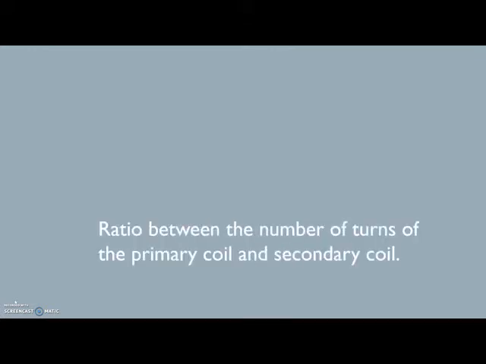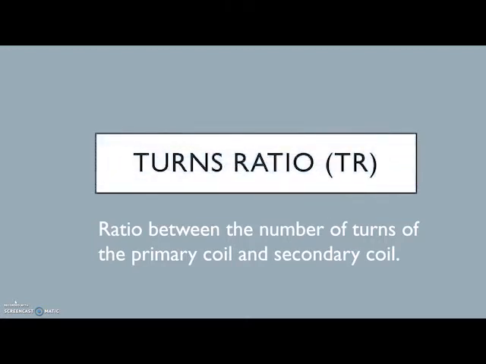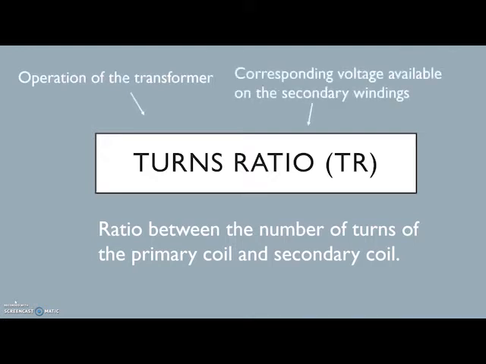As a transformer is basically a linear device, a ratio exists between the number of turns of the primary coil and the secondary coil. This ratio is more commonly known as a transformer's turns ratio, TR. This turns ratio value indicates the operation of the transformer and the corresponding voltage available on the secondary windings.